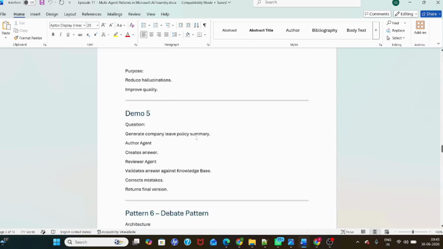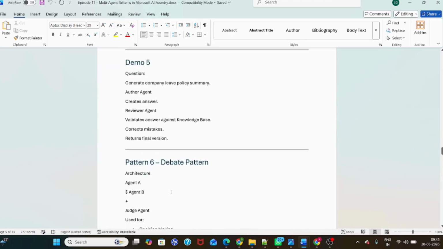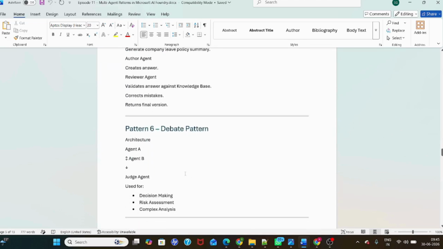Generate company leave policy summary. So the author agent creates the answer, and the reviewer agent validates the answer and corrects mistakes. So the reviewer agent can be used in this way. It's like a validation.